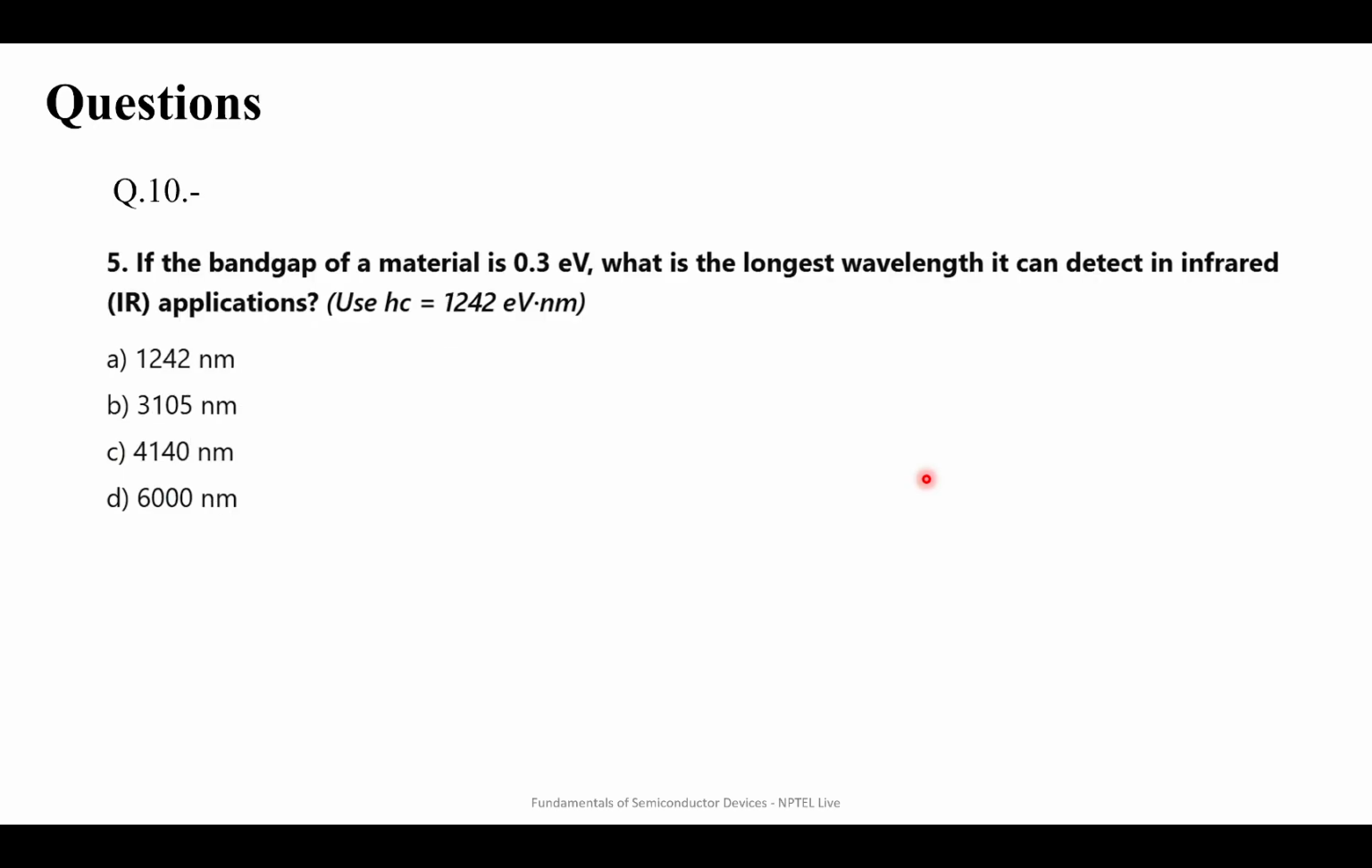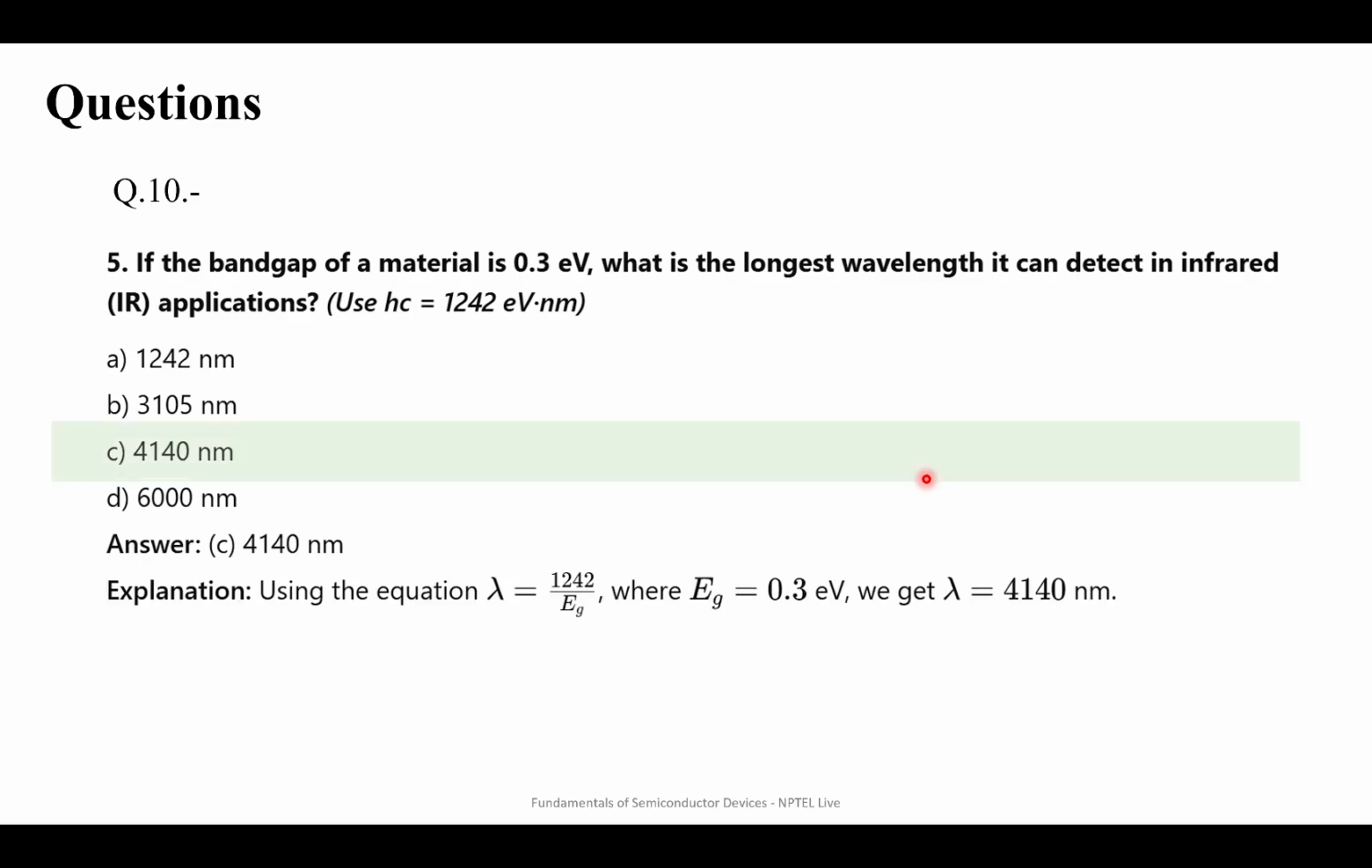Now a numerical, it's very simple. If the band gap of a material is 0.3 electron volts, what is the longest wavelength it can detect in infrared applications? 1242 nanometer, 3105 nanometer, 4140 nanometer, 6000 nanometer. 4140 nanometer. That is correct. The answer would be 4140 nanometer.